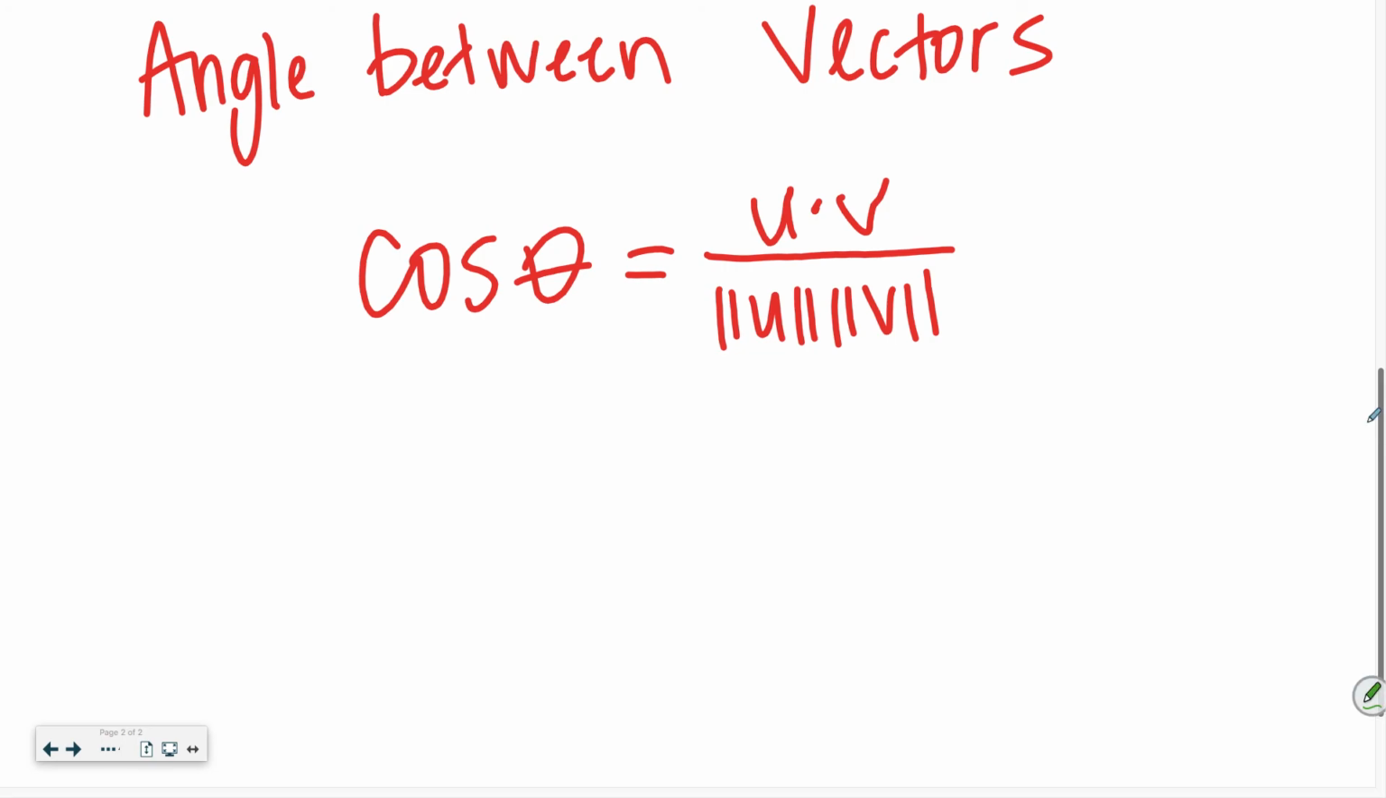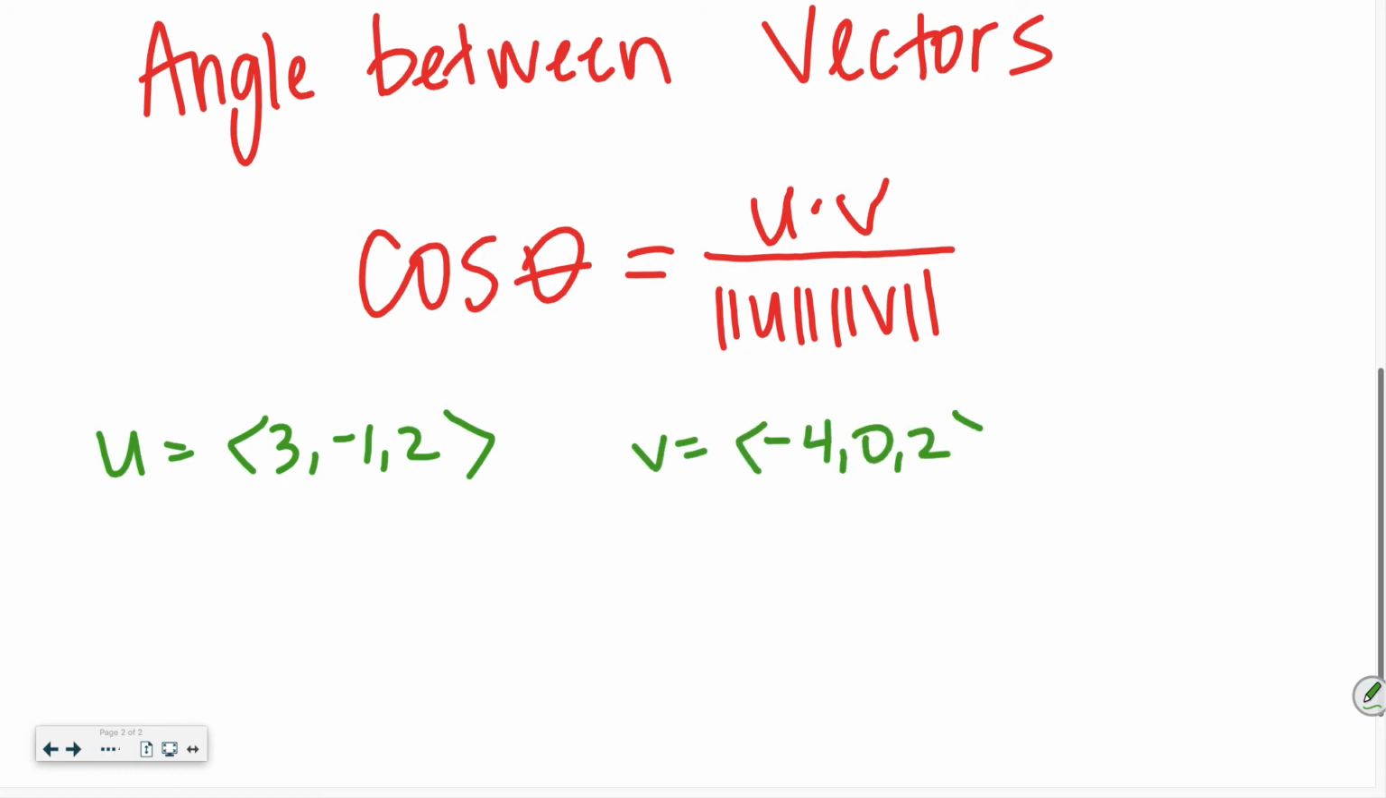Okay, so we are going to find the angle in between <3, -1, 2> and <-4, 0, 2>. It's like our pod. Step 1, calculate the dot product. Step 2, calculate the magnitude of U. Step 3, calculate the magnitude of V.